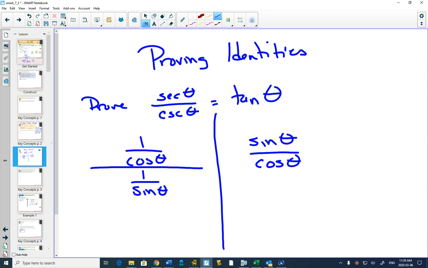So once we've changed everything to sine theta and cos theta, this is where that fraction work at the beginning comes into play. Can we simplify the fractions on both sides so we get a single fraction? On the left side, you see that you have a fraction divided by a fraction. But on the right side, I have a single fraction. The right side is simplified. But the left side, I'm dividing a fraction by a fraction. What's the rule for dividing a fraction by a fraction?